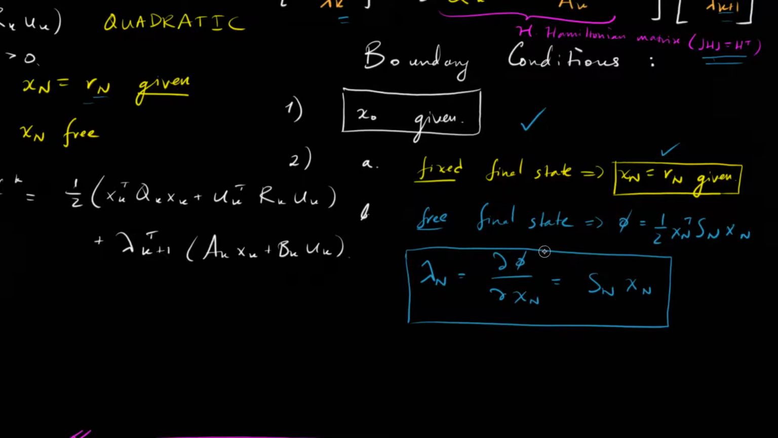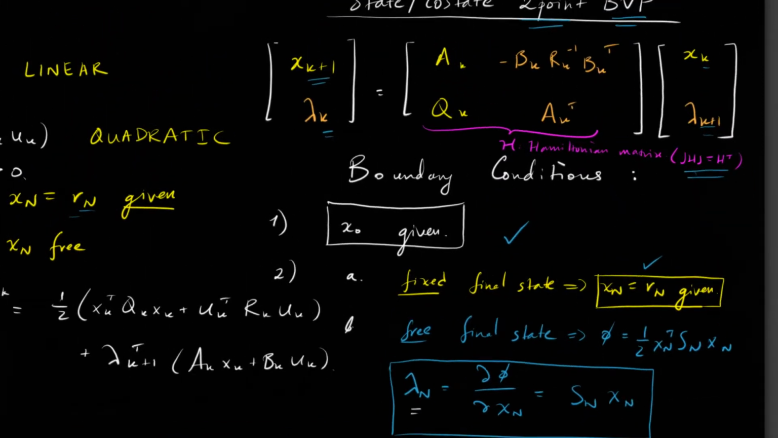And for a free final state, we actually have another condition, and again, this comes from constrained optimization, and it says that lambda_N, the co-state at time step N, is equal to the derivative of phi with respect to the state. And all this gives us is that the derivative of a quadratic is just linear. And since we assume that S_N is at least positive semi-definite, we get this expression over here. So in any case, no matter if we're dealing with a fixed final state or a free final state, we have two boundary conditions to solve this problem. But since they are coupled like this, there is no analytical solution yet.